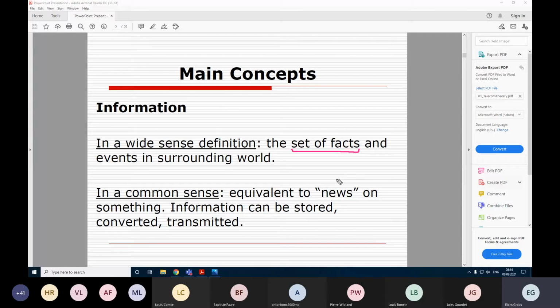recording somewhere in, for example, history, yes. So this is actually something not material. These are some ideas, facts, and so on in a wide sense of the definition. It's equivalent to news on something, and we can write this information. We can type it in our computers or mobile phones. We can record it on some data storage devices. We can then convert this information somehow, transmit it and operate with it.